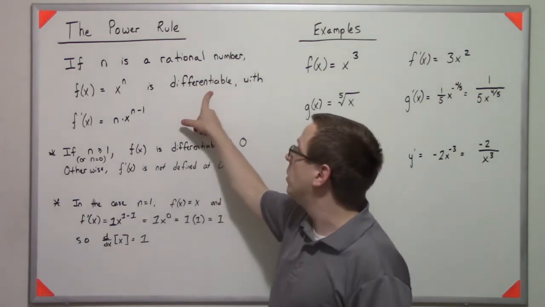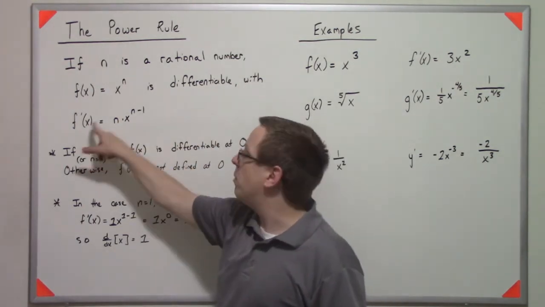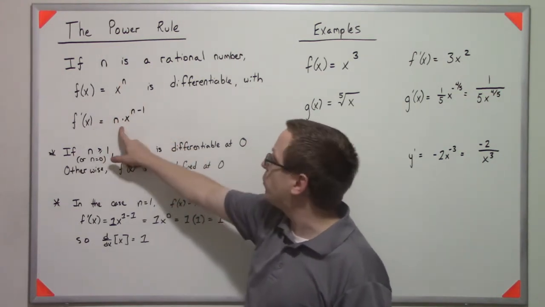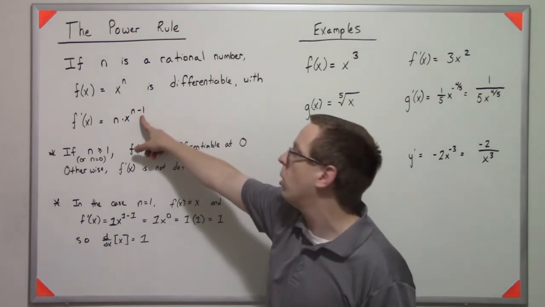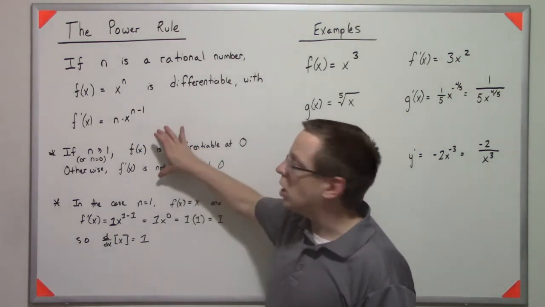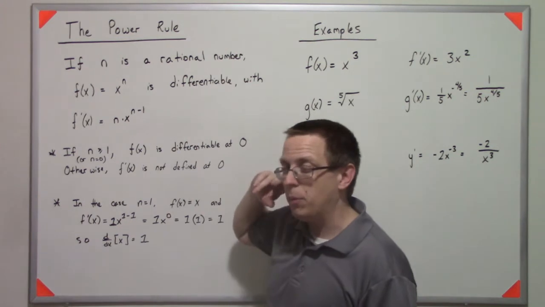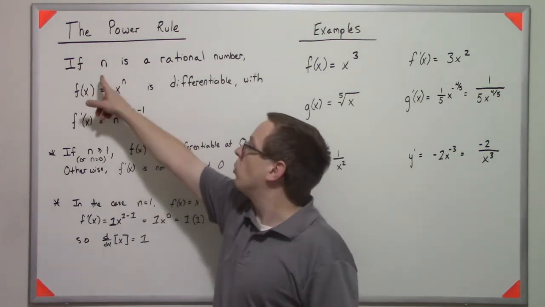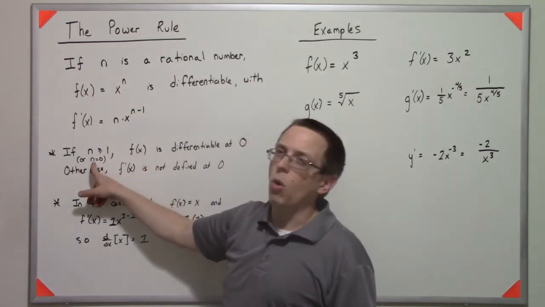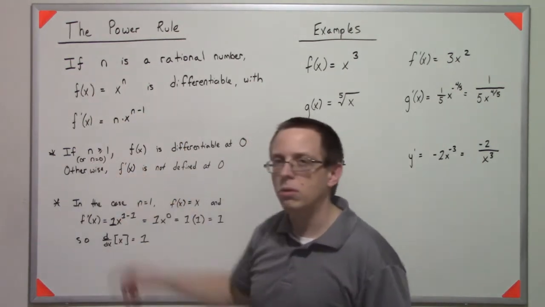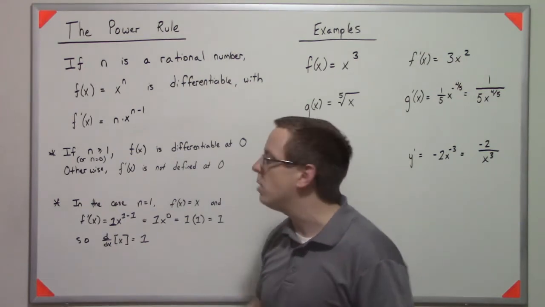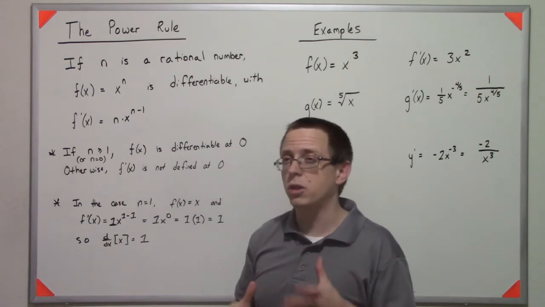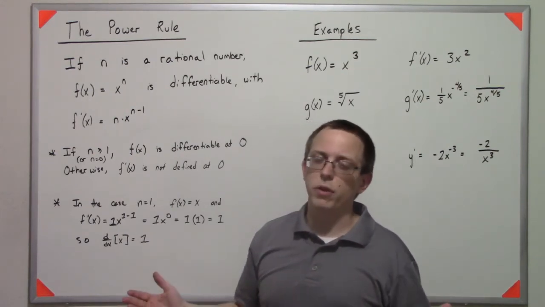With f prime equal to, you bring down that power to the front, you have an n in the front, and then you subtract 1 from the power. There's a couple of caveats here, but they don't happen that often. The first one is as long as this number is greater than or equal to 1, or if it actually ends up being 0. In the case where n is 0, x to the 0 is just 1, so it's really just a constant function, so its derivative is 0 everywhere.